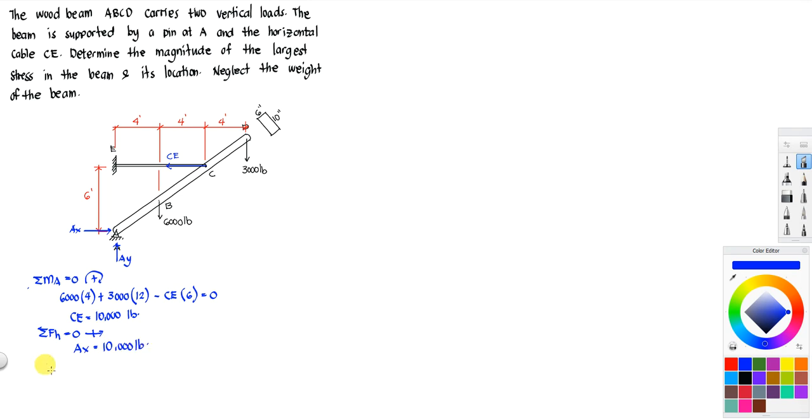Okay? And then for the summation of forces vertical equal to 0, upward is positive. So I can now have AY minus 6,000 minus 3,000 equal to 0. So I could have the AY equals to 9,000 pounds.